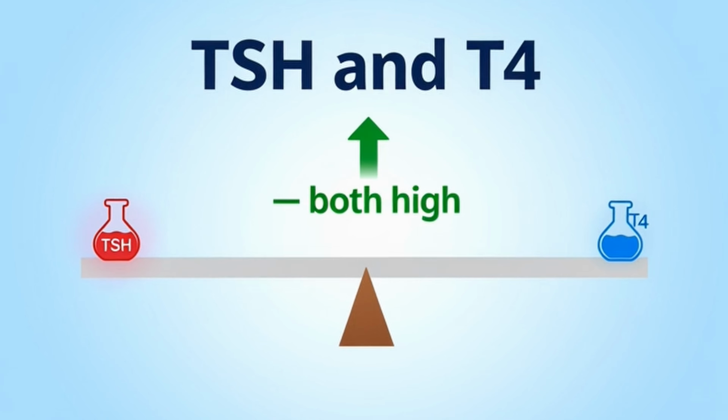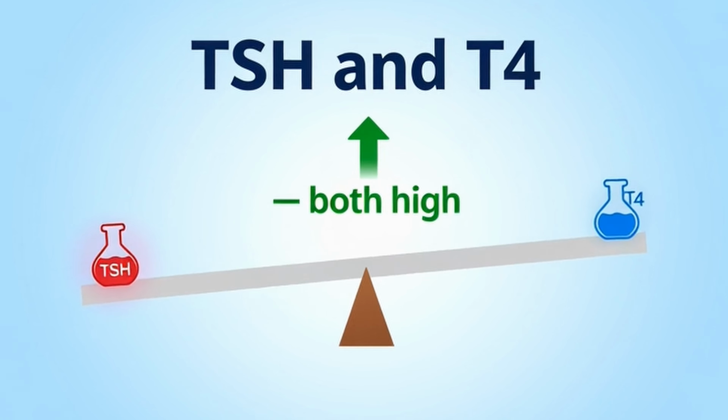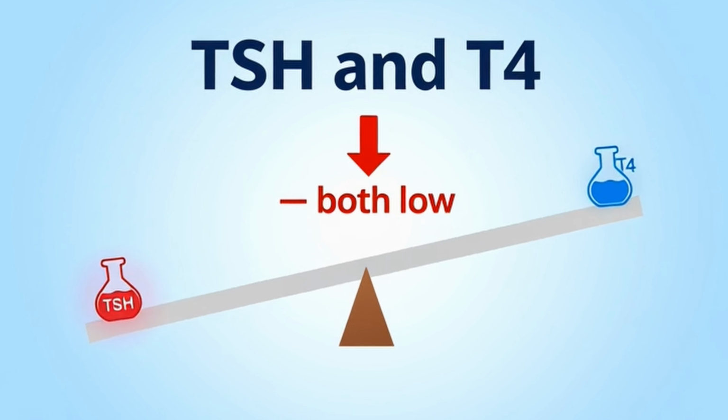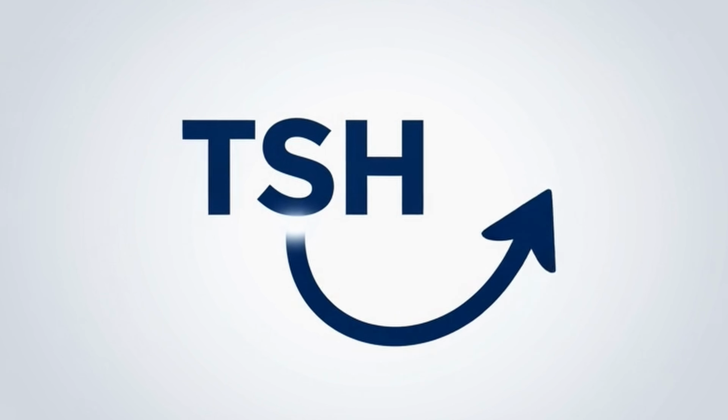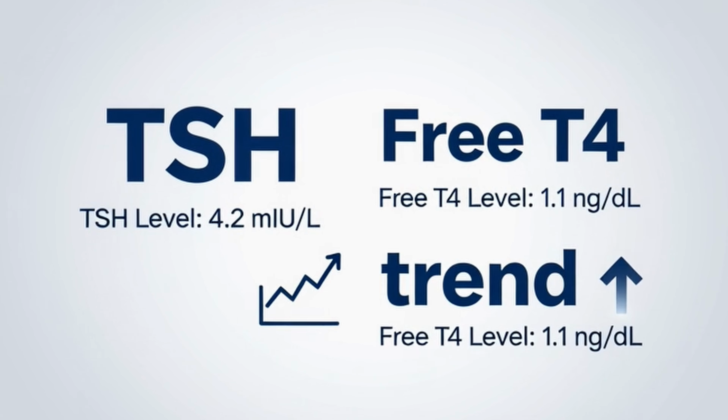If TSH and T4 move in the same direction, both high or both low, that's uncommon in primary thyroid disease and needs specialist assessment. Remember, never interpret TSH alone. It must be read with free T4 and ideally trend over time.